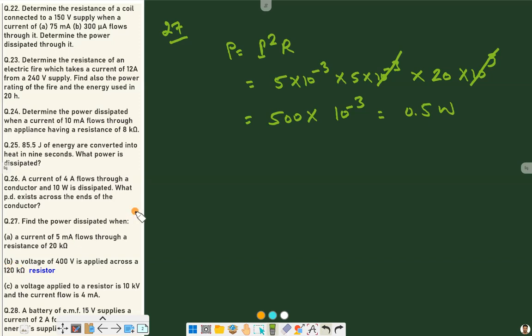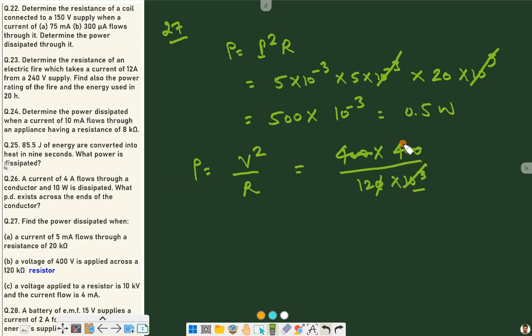Now going to the second part. Voltage is 400 volt and resistance is 120 kilo ohm. In this case, the formula for power is V square by R. We have different formulas for power, and we can use whichever is applicable. So 400 into 400 by 120 kilo ohm, which is 10 to the power 3 and 0, so total 10 to the power 4, which means 4 zeros. These 4 zeros will get cancelled, and this will be 4 by 3 watt, or 1.33 watt.